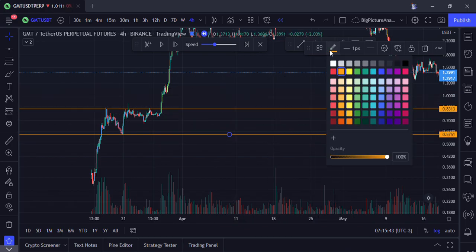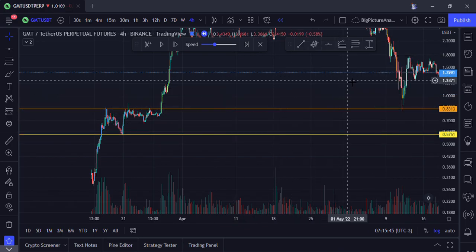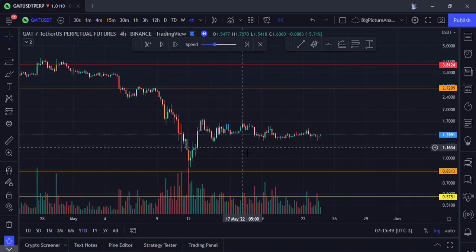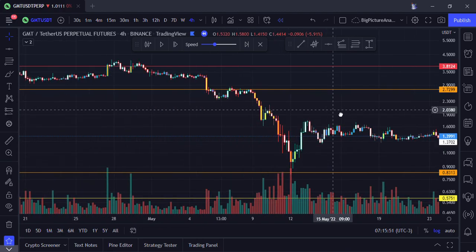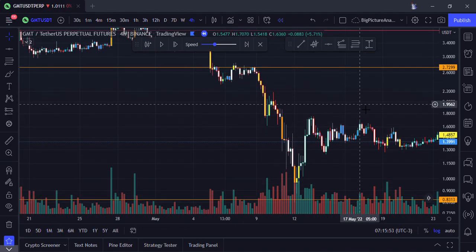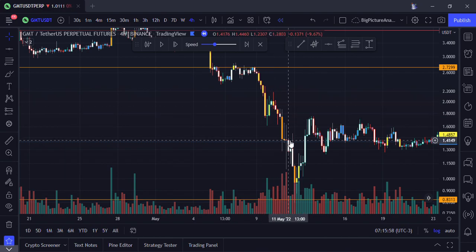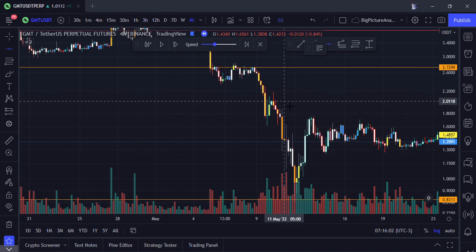Let me use now the yellow. Let me check here. Okay, here it's an important part. Here is also very important. Can you see here? The price went down, went up, there was a rejection, and bang, it went straight down. So this area is really important for me too.